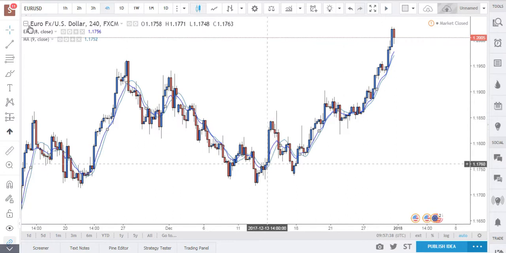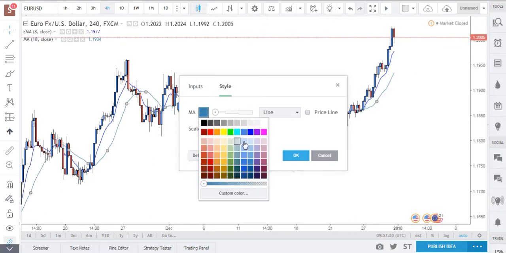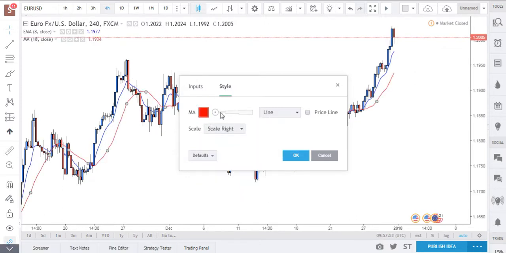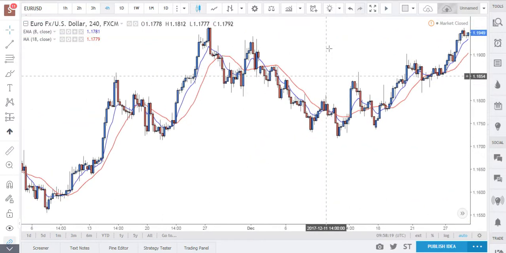So okay, and for the moving average itself, we want to punch in length 18, and the style red. You can adjust the thickness if you want. If you can't see it properly, you can adjust the thickness here. You can see how the red is changing in size. You can adjust it to any thickness you want. So that's that for setting up the moving average.